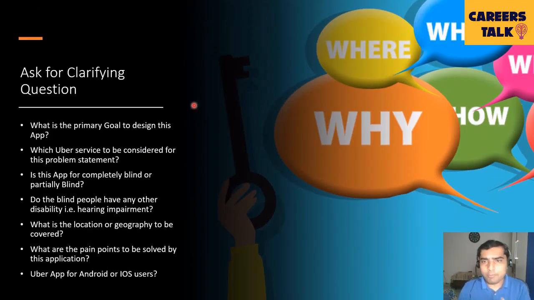So we have a problem statement: design the Uber app for blind people. Let's say the same type of question is asked in an interview by the interviewer. What is the first step for us? My advice: don't jump to the solution. The moment you come up with a solution, you can't crack the case. The interviewer is interested in seeing your thought process and the approach you are going to take.